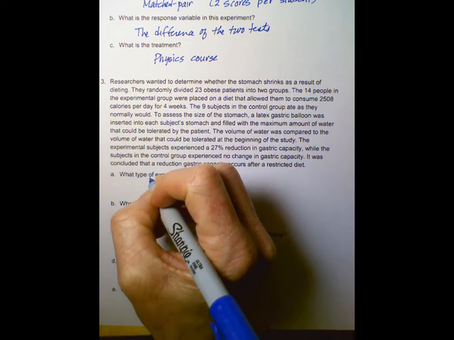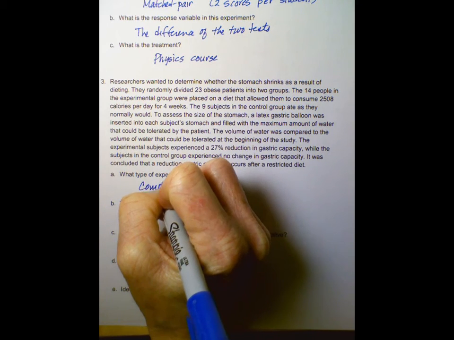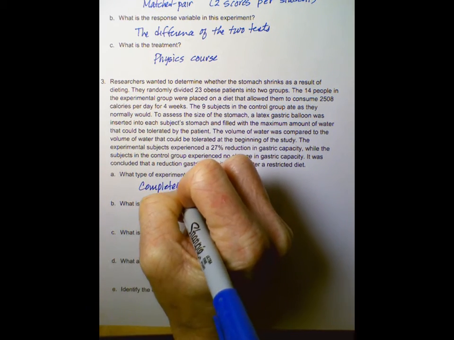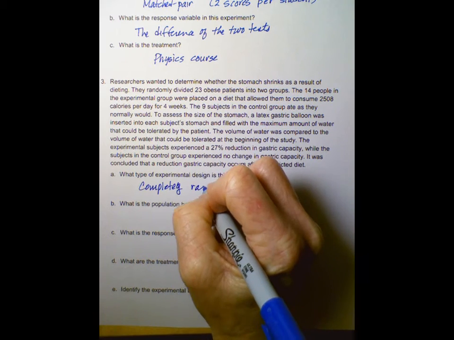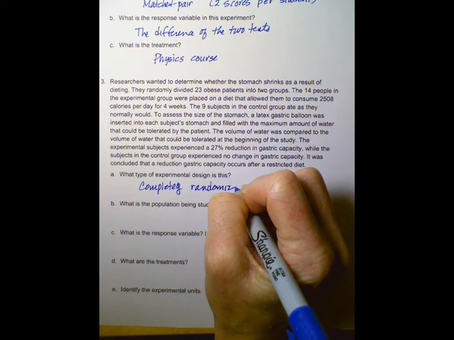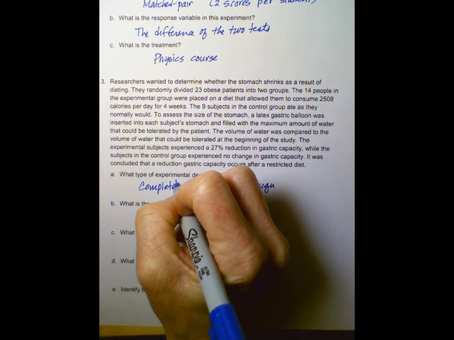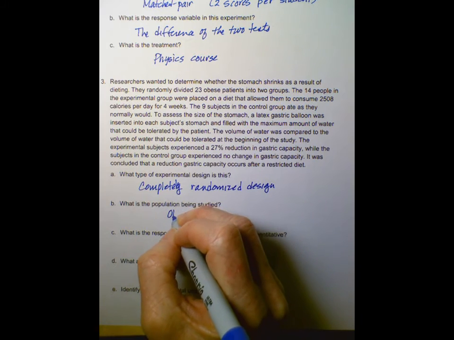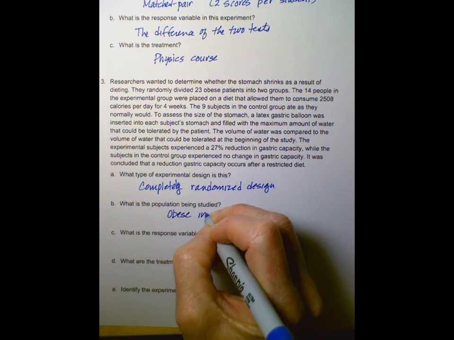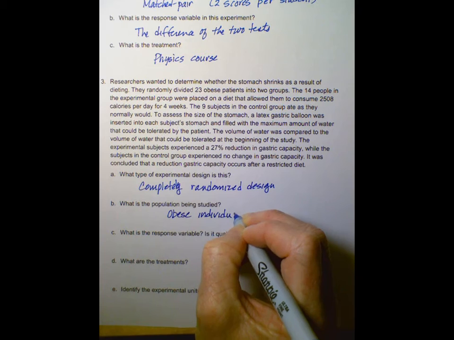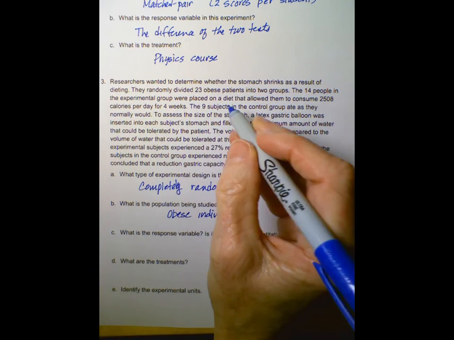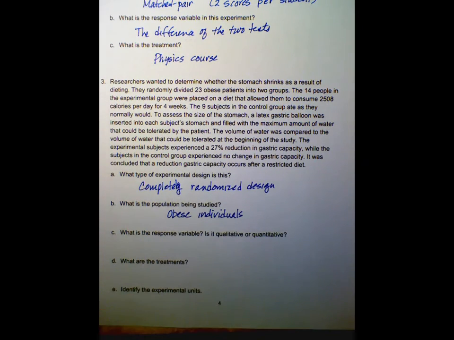So this is completely randomized design. That says completely. Sorry. I cannot write. Completely. There we go. What is the population being studied? Well, this was out of obese individuals. So since they all fit that definition, that was our entire population.